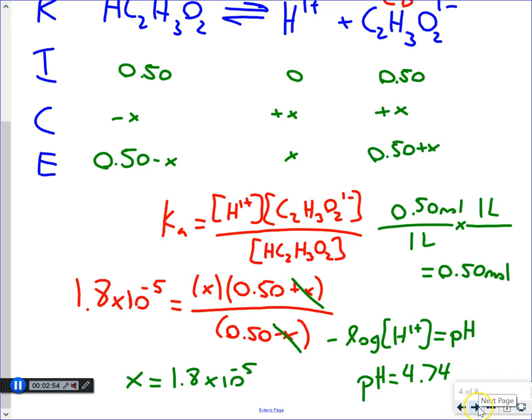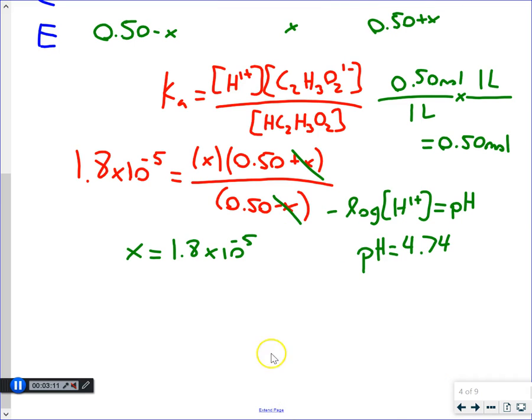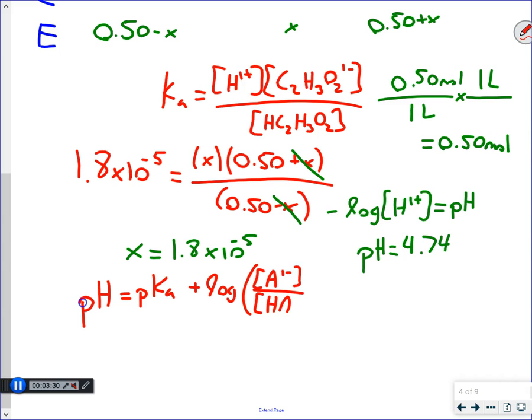This is the old way of finding pH. Use an ice table, set it up, use Ka, set up that expression, and we can eventually get there. There's an easier way that we can do this as well. If I wanted to find the pH of a buffer, we have an equation for that. The equation is called the Henderson-Hasselbalch equation. I can use this to solve for the pH as well.